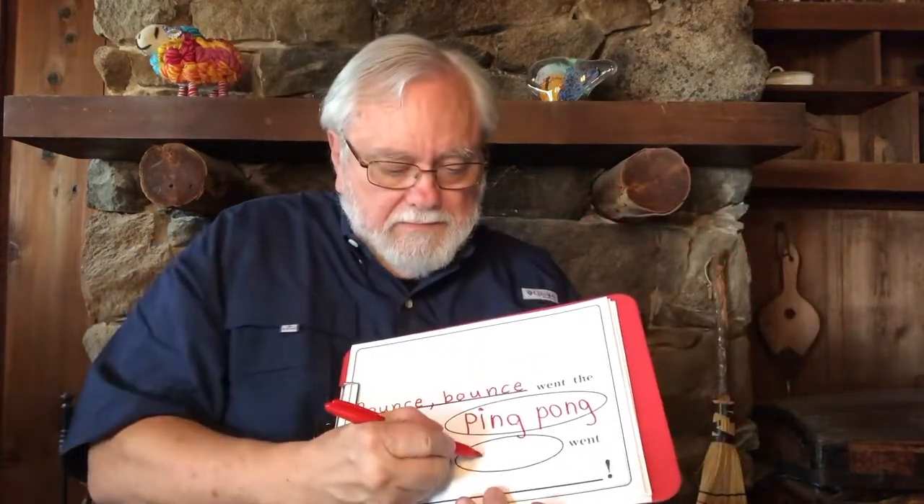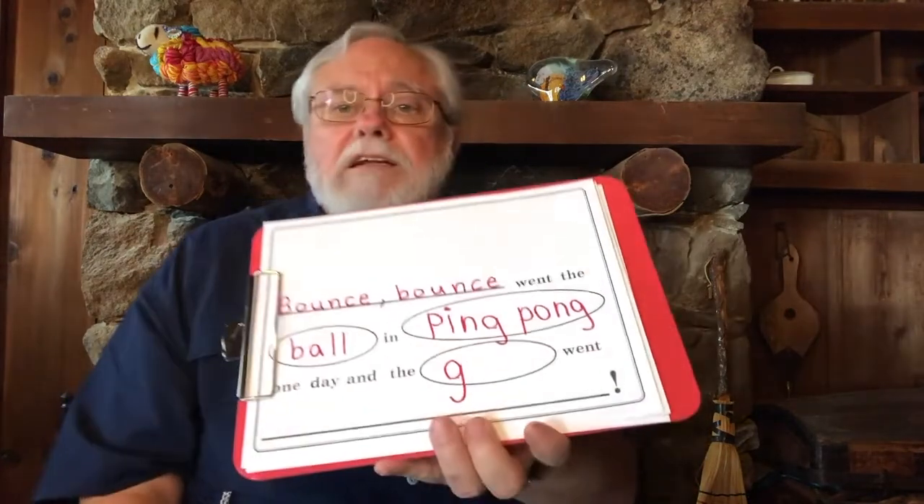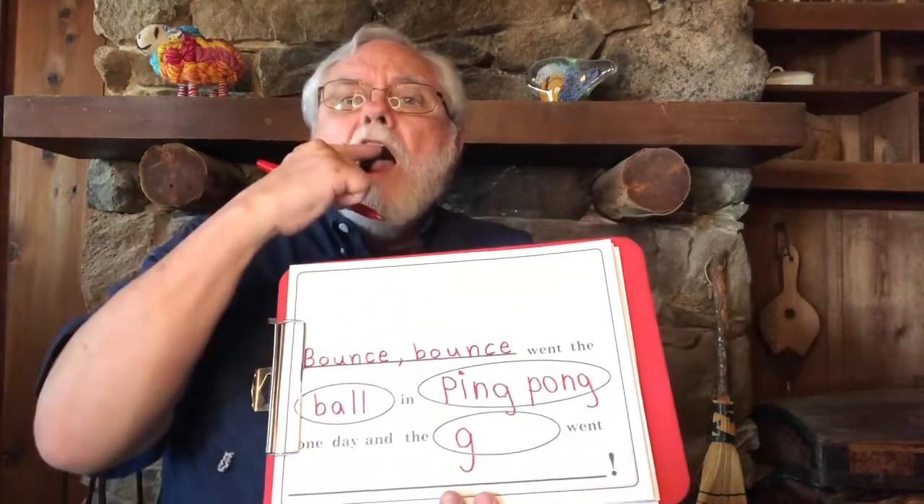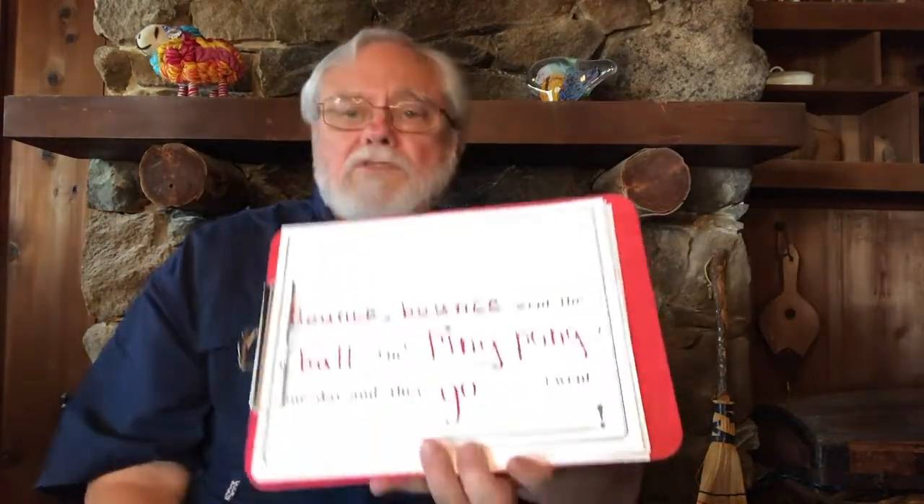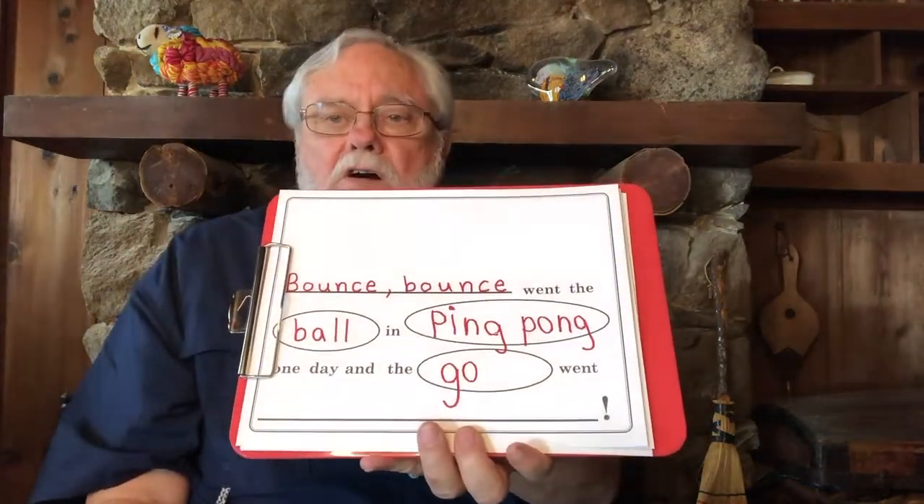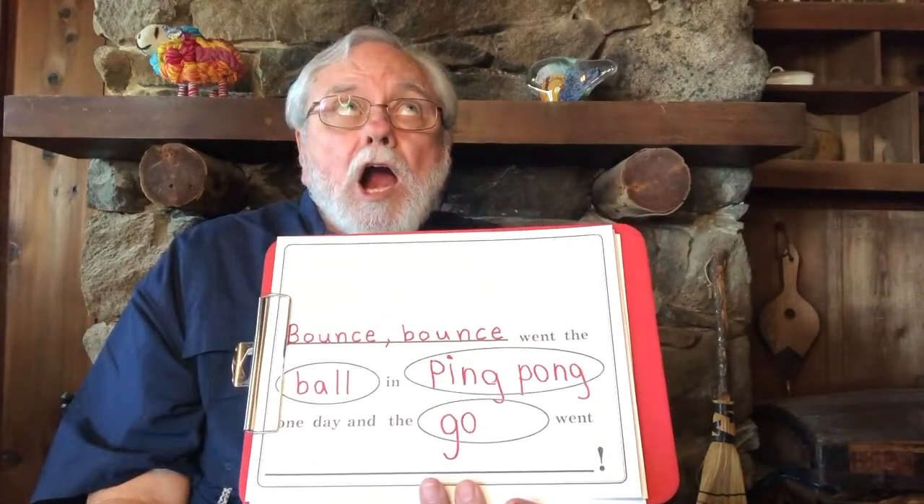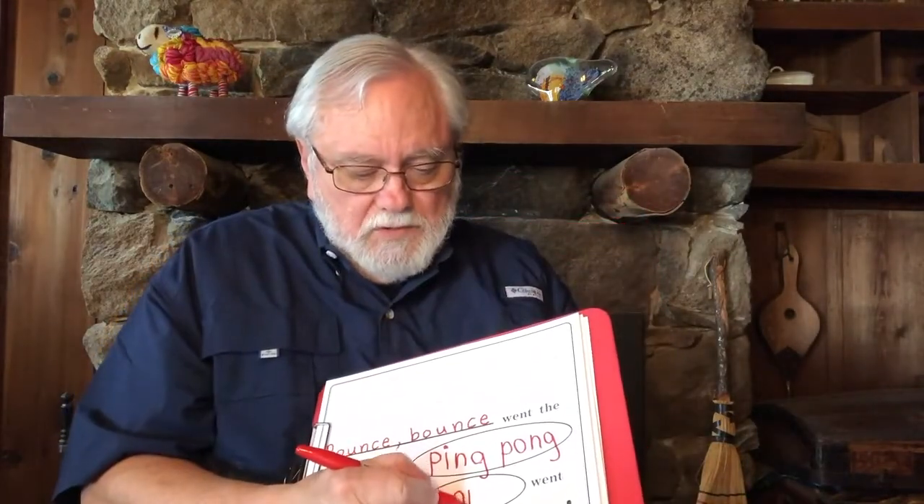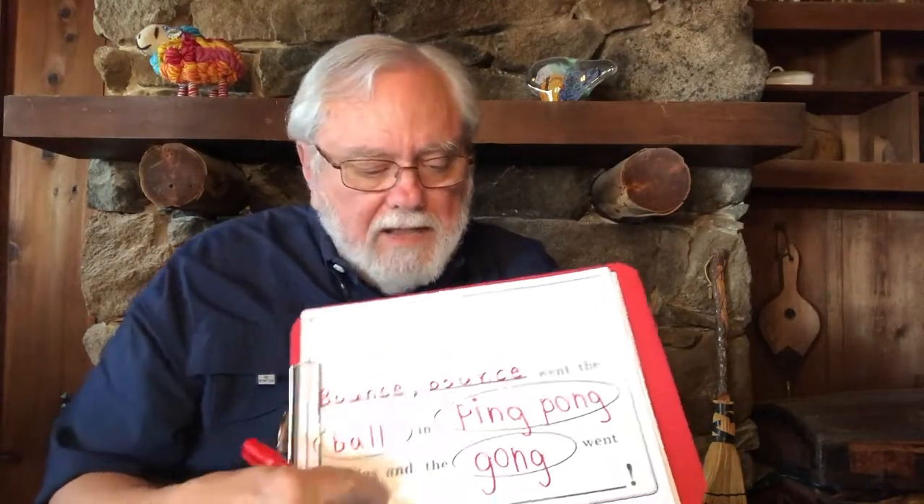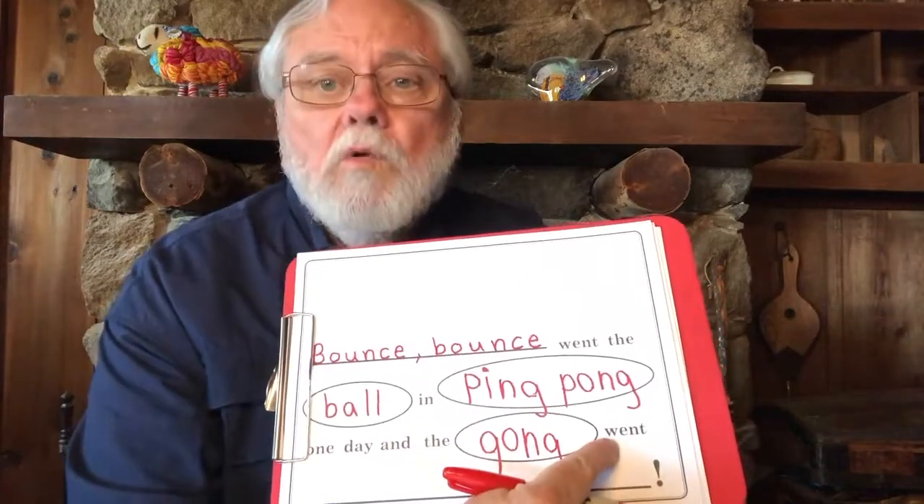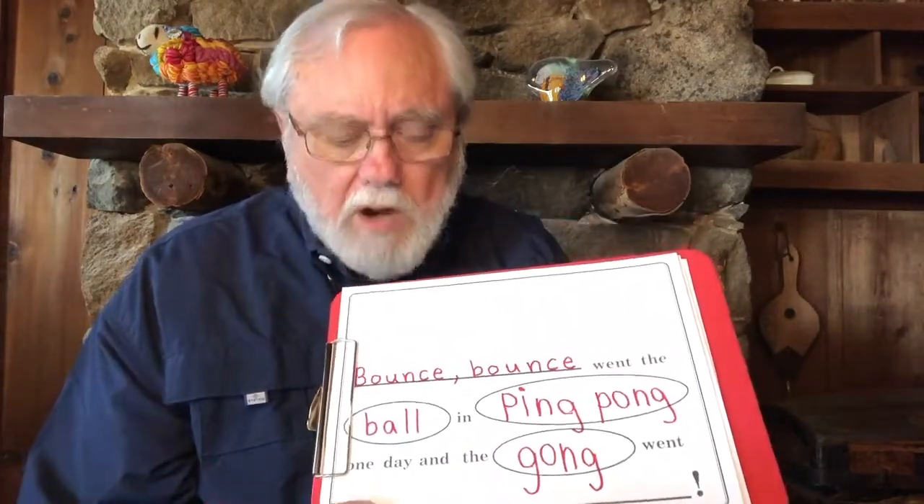What's gong start with? G. G for gliding. What's the next sound in gong? Gong. Ah, for Ollie Ostrich. What's the last sound in gong? Gong. And there's the ping pong sound. And how do we spell that? With an N and a G. And the gong went bong, bong, bong.